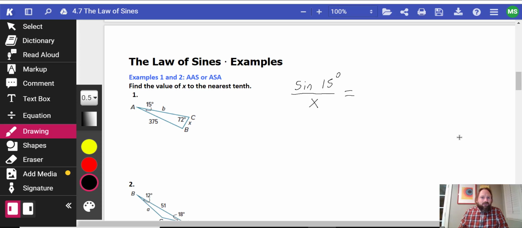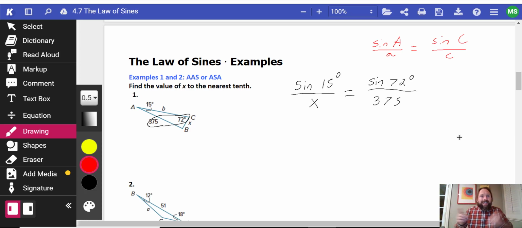is equal to, well, is this B right here? I don't know it. Well, don't use it then. But I do know side B and angle C. So I'm going to do the sine of 72 degrees divided by 375. So in this scenario, we're doing the sine of A over A is equal to the sine of C over C. We don't know anything about B, so don't use it.